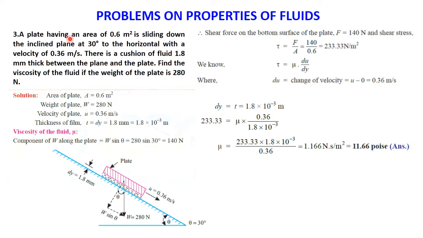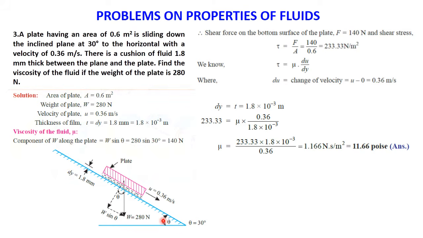Now going to the third problem. A plate having an area of 0.6 meter square is sliding down the inclined plane at 30 degree to the horizontal with a velocity of 0.36 meters per second. There is a cushion of fluid 1.8 mm thick between the plane and the plate. Find the viscosity of the fluid if the weight of the plate is 280 Newton. Now see, there is another condition given to us. First we will refer to the diagram and then we will go for solving the problem.